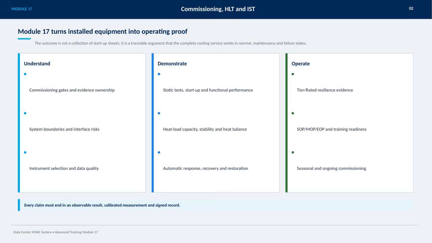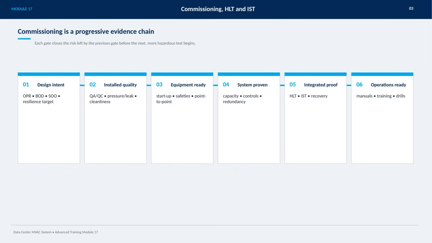Remember, every claim must conclude with an observable result, a calibrated measurement, and a signed record to ensure accountability and reliability. Commissioning is really all about building a progressive evidence chain, where each step closes the risk left by the previous one before moving on to more challenging and potentially hazardous tests. We start with the design intent, establishing key documents like the owner's project requirements, basis of design, and sequencing of operations, along with setting resilience targets.